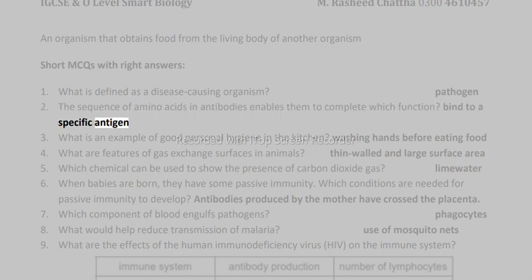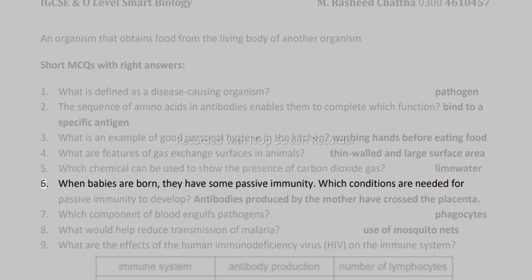Bind to a specific antigen. 3. What is an example of good personal hygiene in the kitchen? Washing hands before eating food. 4. What are features of gas exchange surfaces in animals? Thin-walled and large surface area. 5. Which chemical can be used to show the presence of carbon dioxide gas?